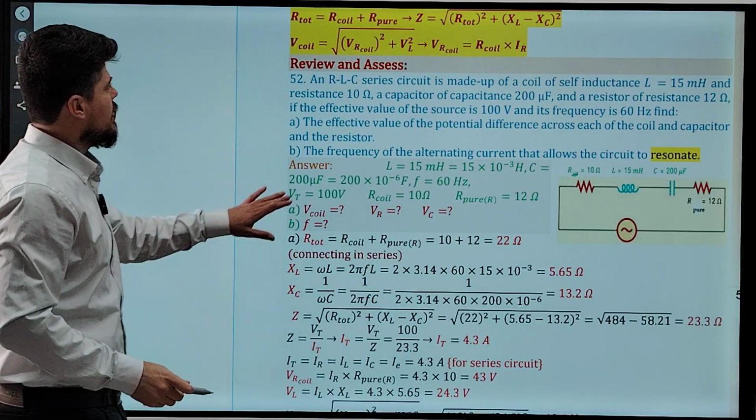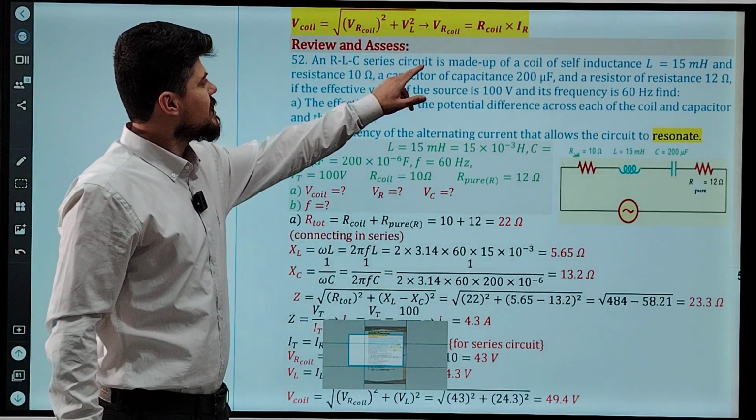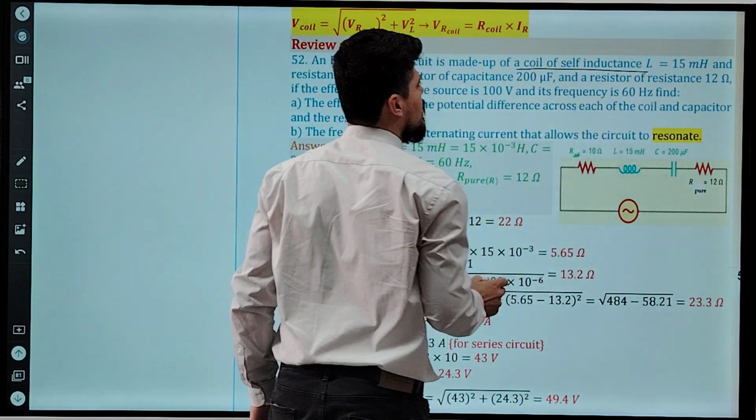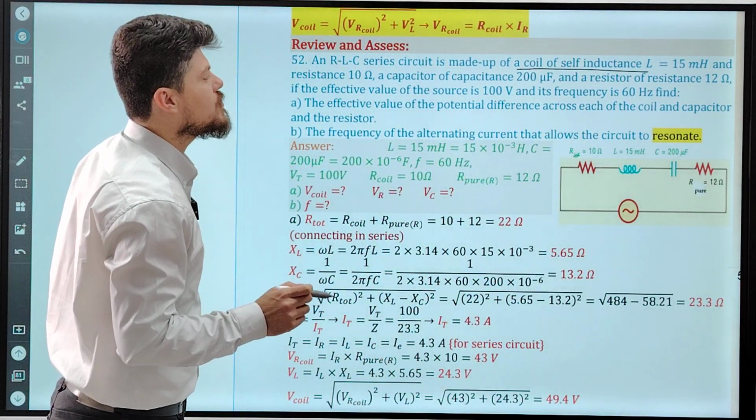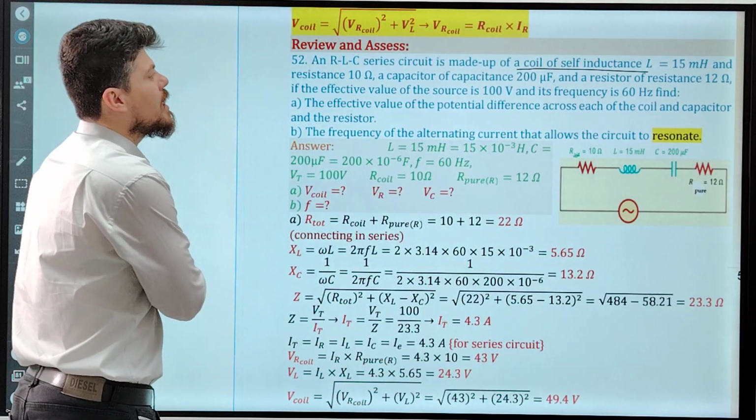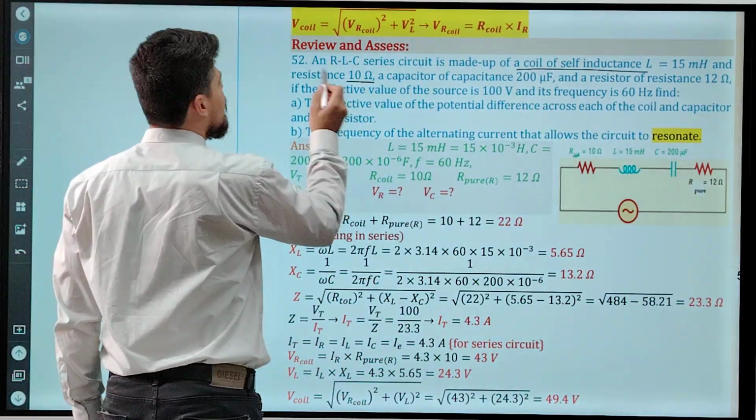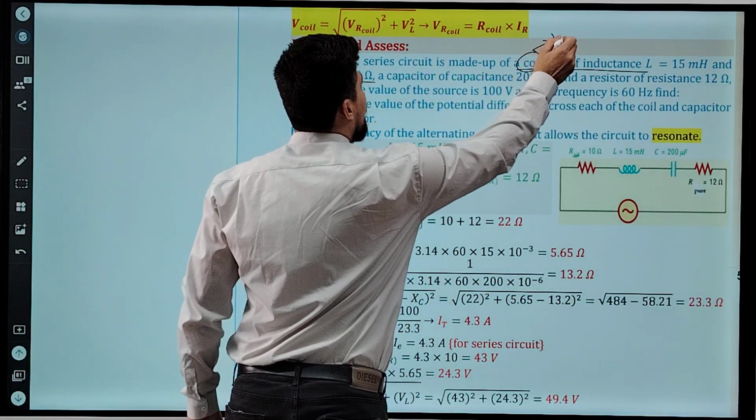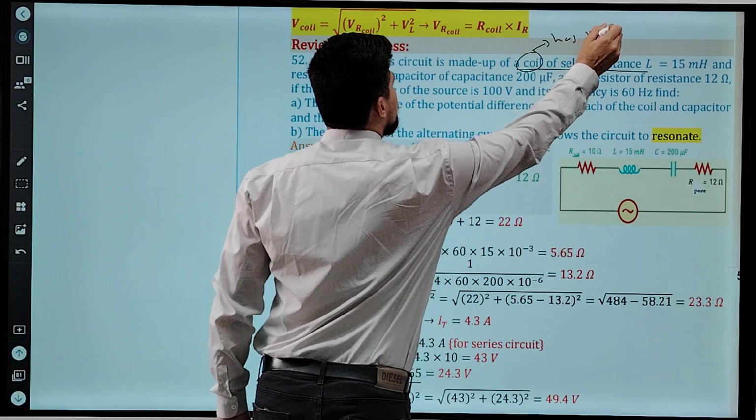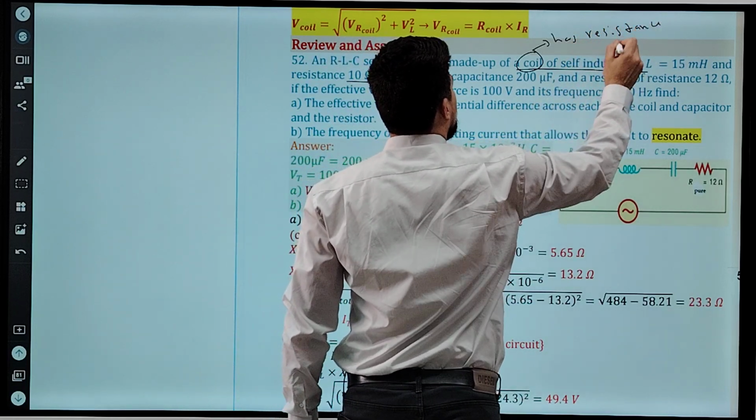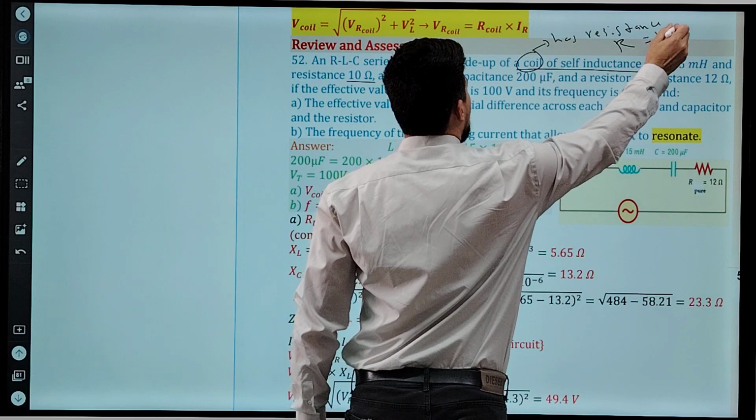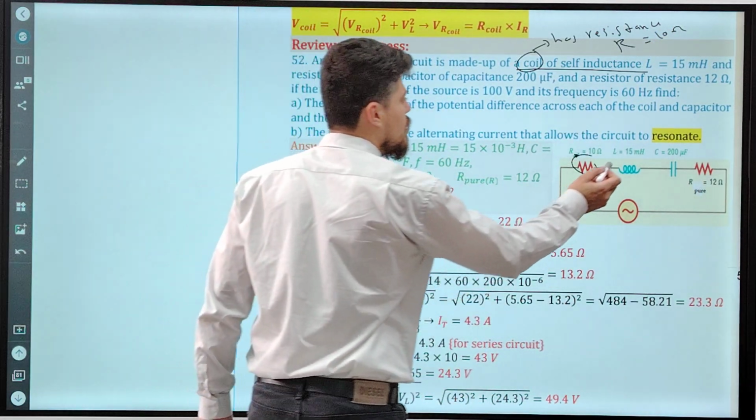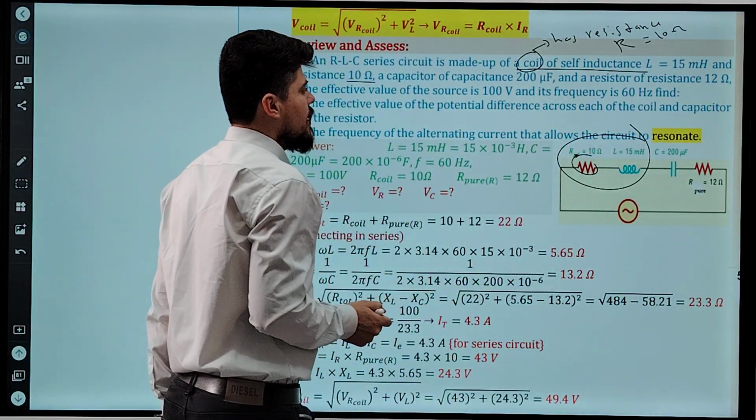Look, an RLC series circuit is made up of what? A coil of inductance L, 15 millihenry. You have to convert to Henry, multiply by 10 power negative 3, and resistance 10 ohm. This coil has resistance. Its resistance is equal to 10 ohm. This is the resistance of the coil. Okay, and the coil also has inductance.